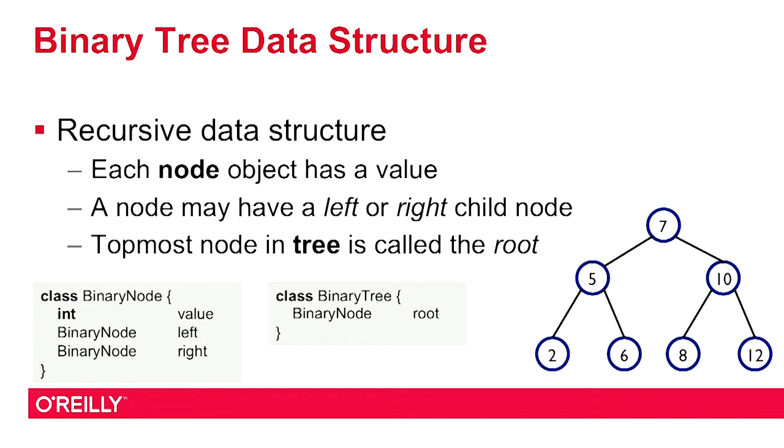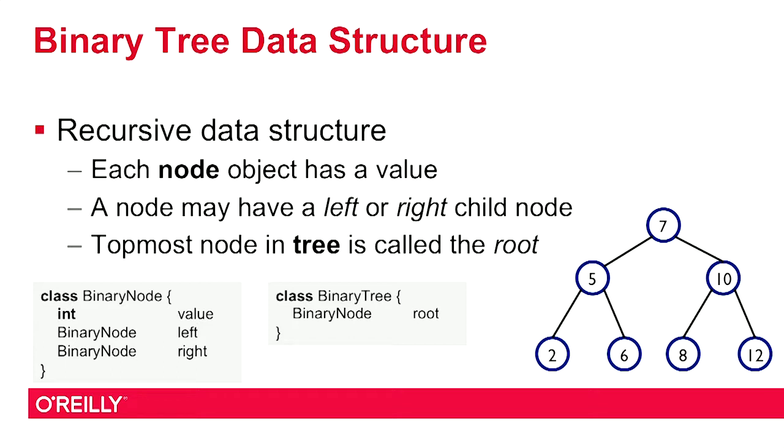As a recursive data structure, we start with the concept that a binary tree is nothing more than a collection of nodes, which is a shorthand for a binary node that exists in a binary tree. Each node has a value, and it has a left or a right child. The topmost node in a binary tree is a special designated node known as the root.